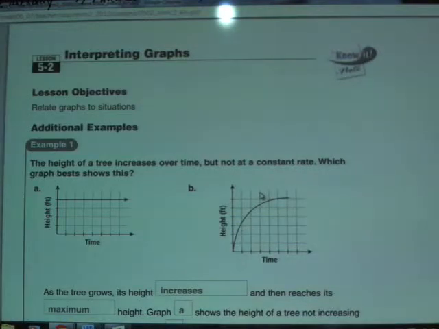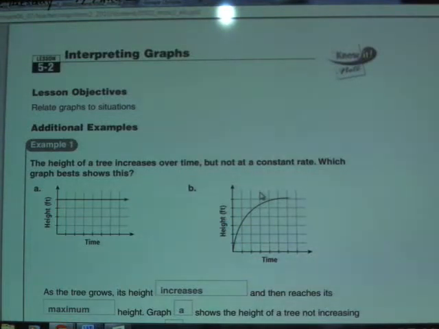Chapter 5, Section 2 in the 7th grade textbook is entitled Interpreting Graphs. What is going to happen here is they're going to give you a situation in words, in essence a story problem. And what you're going to do with that story problem is you're either going to make a graph that matches that story problem, or you're going to be matching that story problem with a selection of graphs.